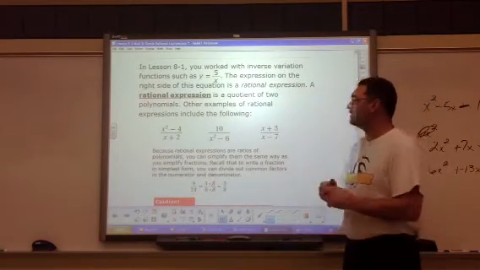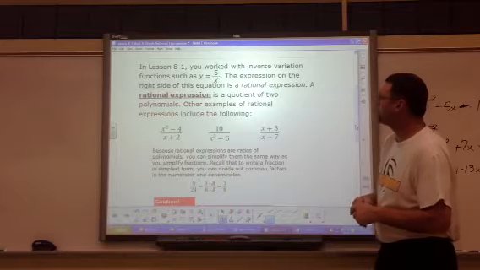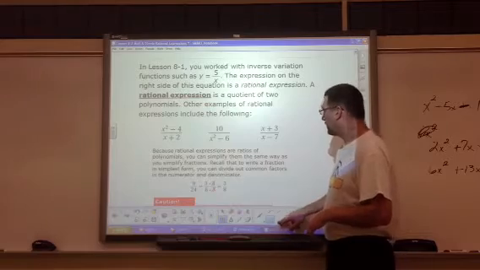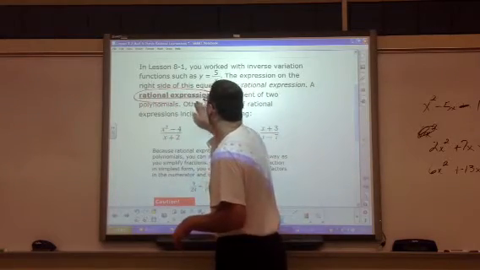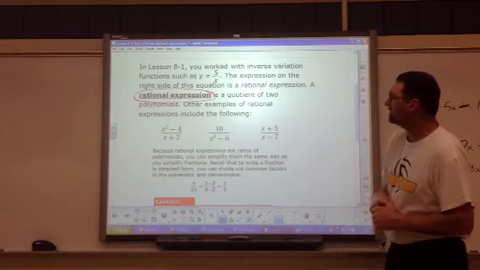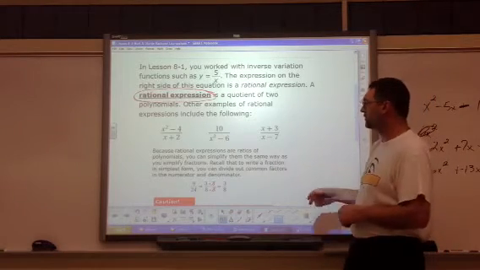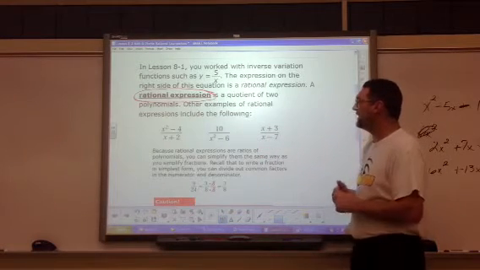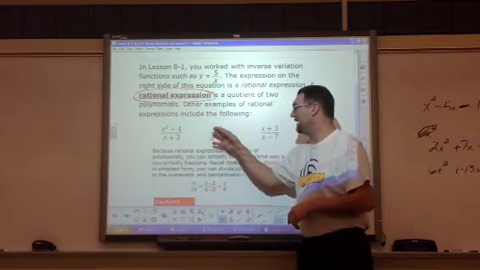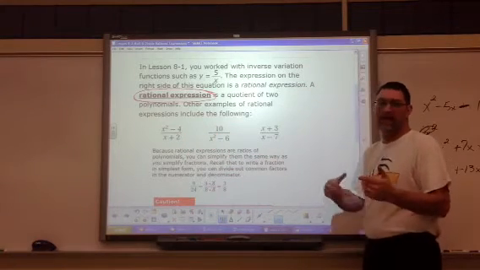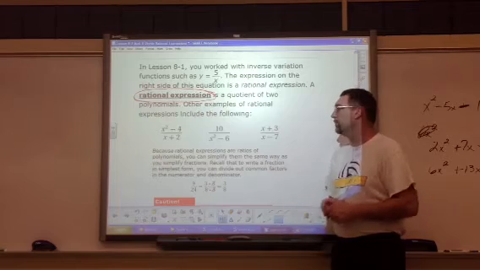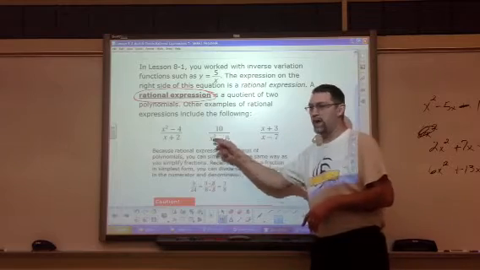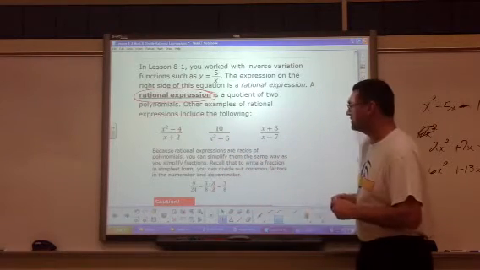So in lesson 8.1, which we're actually going to do on Monday, we're going to work with what's called inverse variation functions. And another name for those is rational expressions. A rational expression is a quotient of two polynomials. So you can see here we have these fractions or rational expressions, and they all have polynomials in the numerator and in the denominator. So you can't have any exponentials in them. It can only be polynomials, like a constant like 10, linear ones like these, or quadratic, or they could be cubic or larger than that.